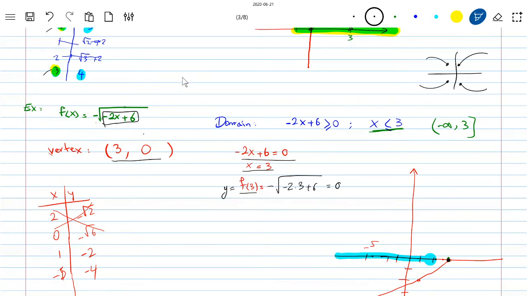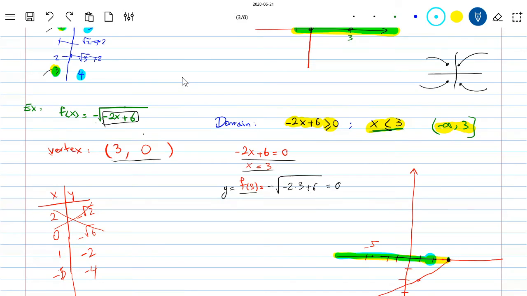Then find the domain. Where is the domain? Inside the square root must be greater than or equal to 0. Solve this inequality. Subtract 6, divide by negative 2. Make sure when you divide by a negative number, flip the inequality. So x must be less than or equal to 3. In interval notation, negative infinity to 3. It's not 3 to negative infinity. Negative infinity is smaller. So from negative infinity to 3. This is where the graph ends up.